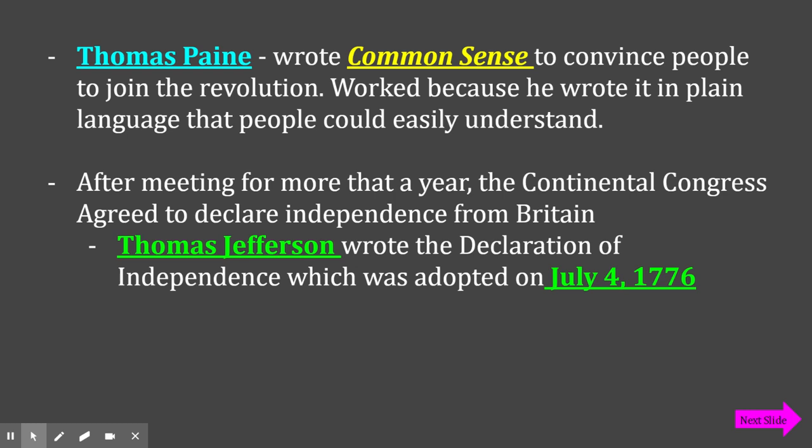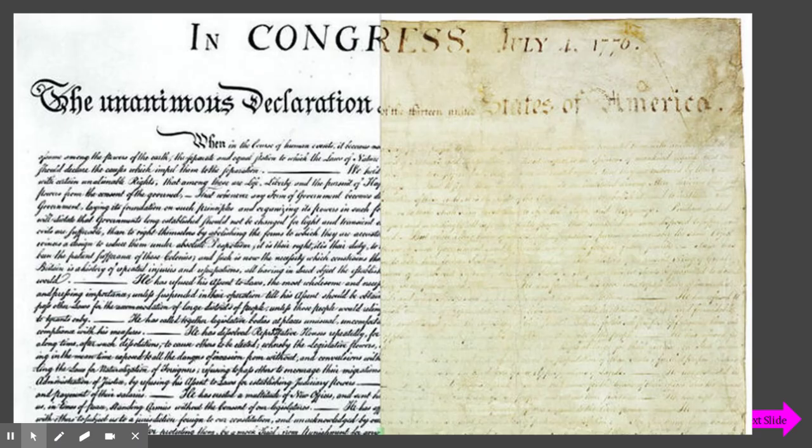After meeting for more than a year, the Continental Congress agreed to declare independence from Britain, and Thomas Jefferson was the one who would write the Declaration of Independence, which was adopted on July 4th, 1776, the reason we celebrate the 4th of July. And so in your remote assignment, you're going to take a look at this Declaration of Independence and some of the pieces that put it together.